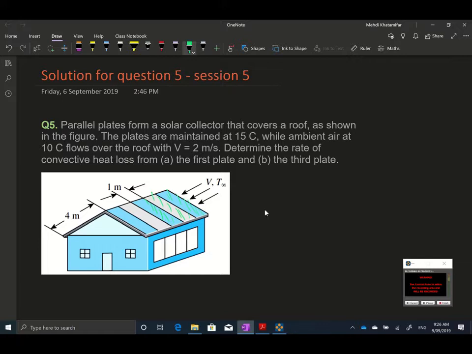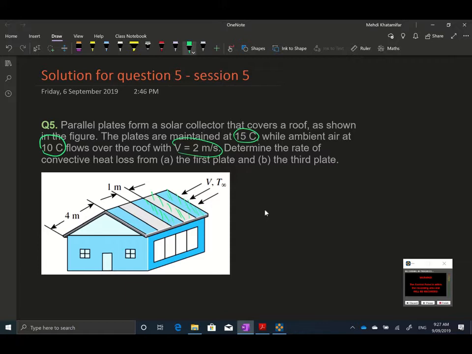The plates are maintained at 15 degrees, so surface temperature is 15 degrees, while ambient air is at 10 degrees. So ambient temperature is 10 degrees, surface temperature is 15 degrees, and we have ambient air flowing over the roof at 2 meter per second. The question says determine the rate of convective heat loss, or Q, because of convection from the first plate for part A and the third plate for part B.